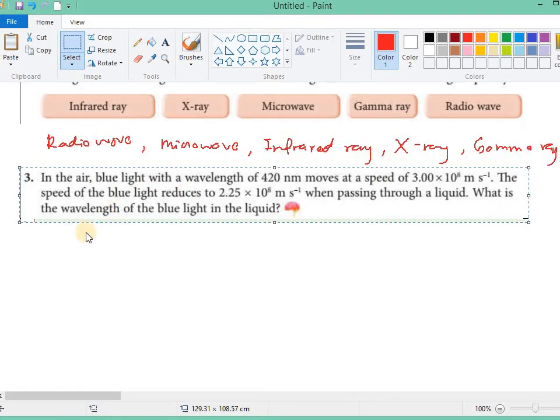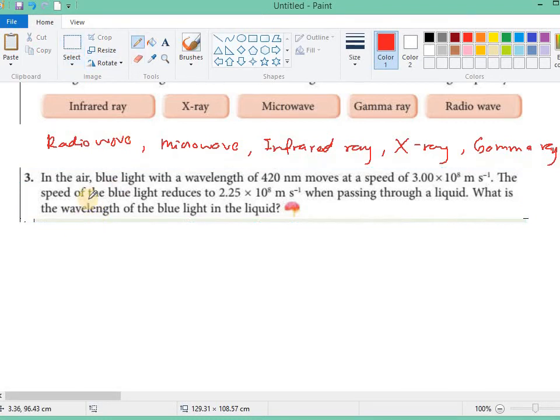Next, number 3. Okay, in the air, blue light with wavelength of 420 nanometer moves at the speed of 3 times 10 power by 8 meter per second. So this is the speed of light. The speed of blue light is reduced to 2.25 times 10 power by 8 meter per second when passing through a liquid. What is the wavelength of the blue light in the liquid?